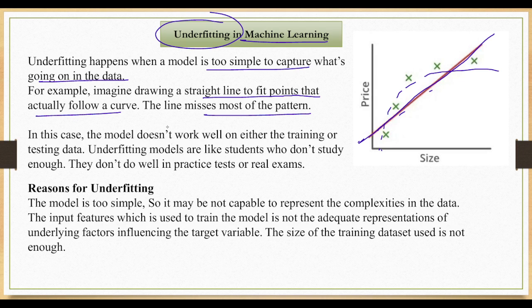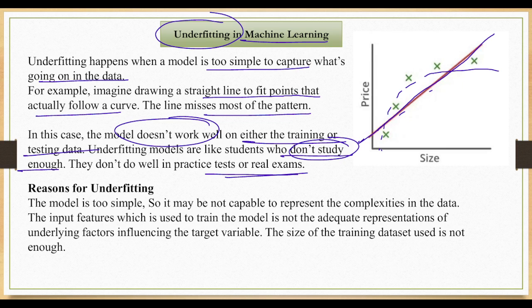And in this case, the model does not work well on either the training or the testing data. So it fails on both the testing as well as the training data. An underfitting model is like a student who does not study enough, and in that case they don't do well in the practice test as well as the real exam.